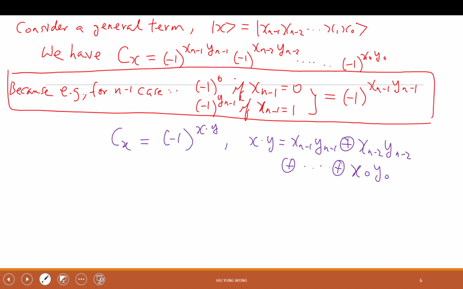Okay, for example, this is something similar to your assignment. If x equals 1, 0, 1 and y equals 1, 1, 1, what is x dot y? Can someone help me?